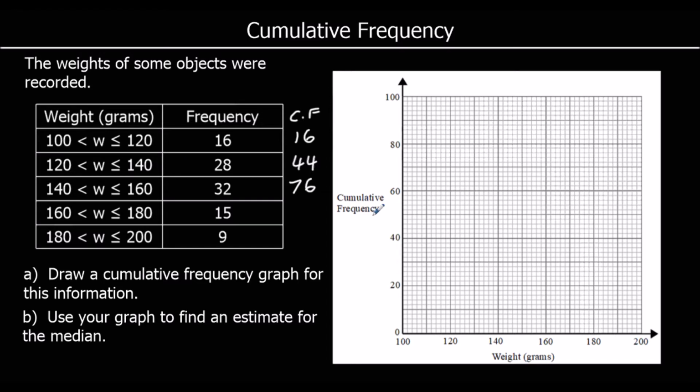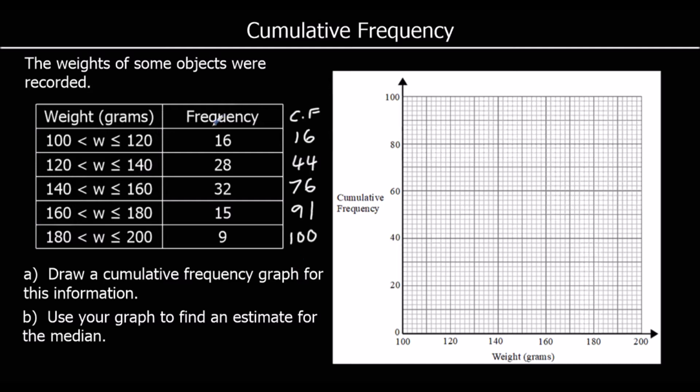Then the 15. So that makes 91. So there are 91 objects with a weight of 180 grams or less. And then the 9. So in total there are 100 objects, and they all have a weight of 200 grams or less. So I'm going to plot this on the graph.